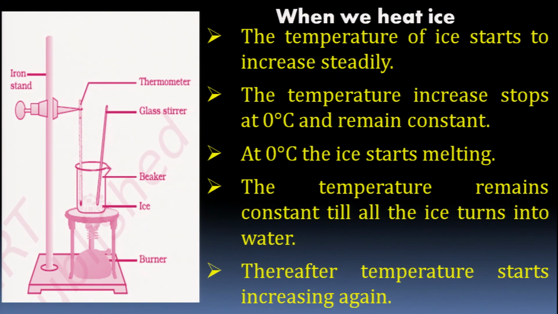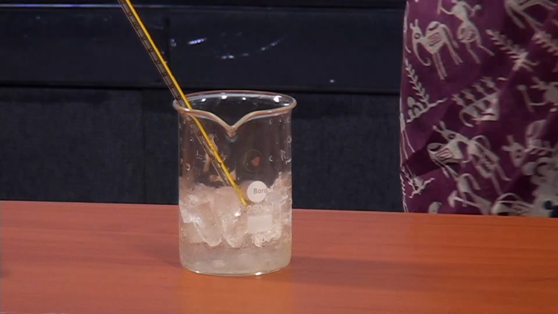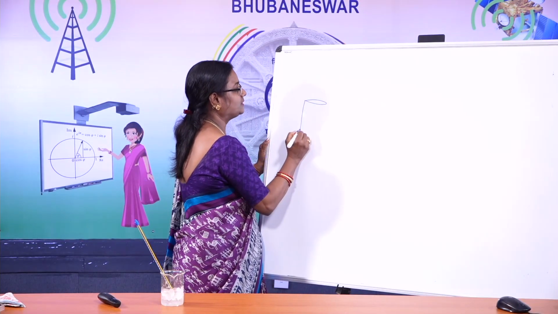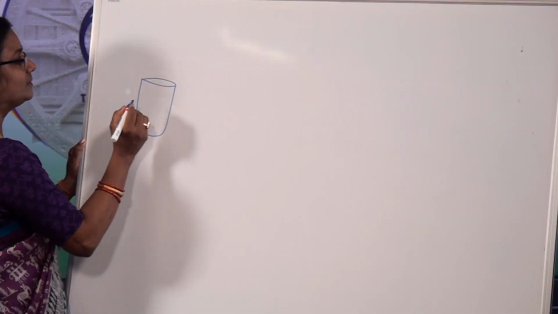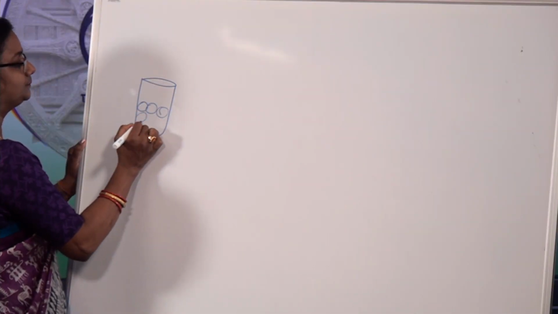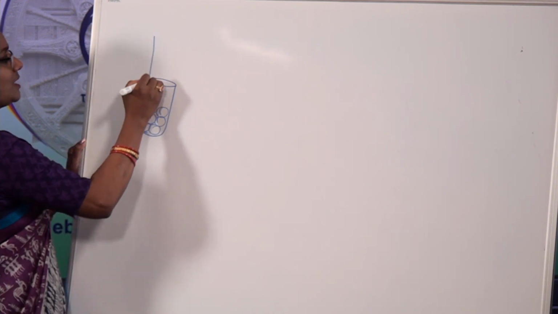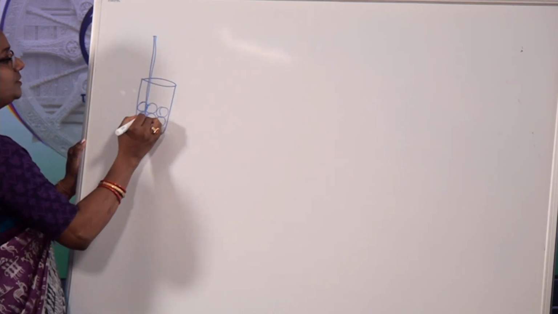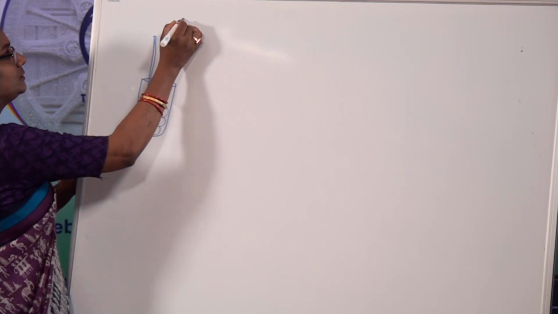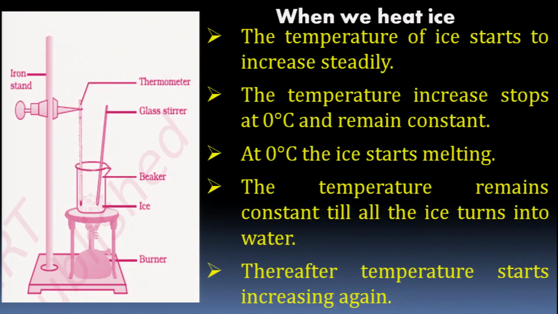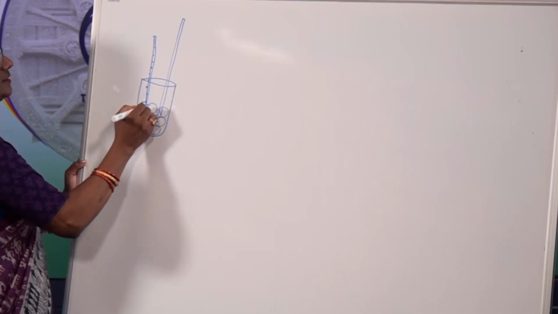This is a beaker, ice and thermometer. Suppose this is a beaker, children. Ice cubes are here. Okay? Now you have a thermometer being inserted over here. I have a glass rod, as you can see in the picture. This glass rod helps in stirring. Okay? Now the thermometer shows a reading.